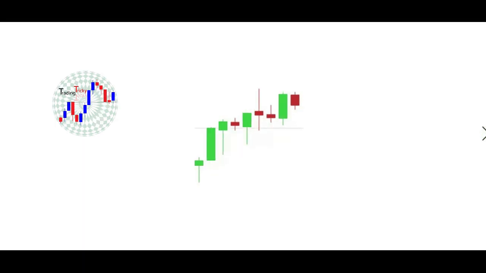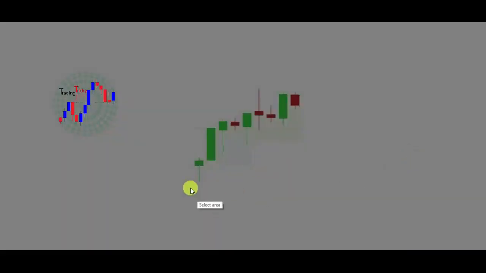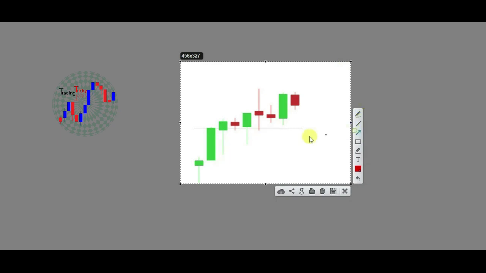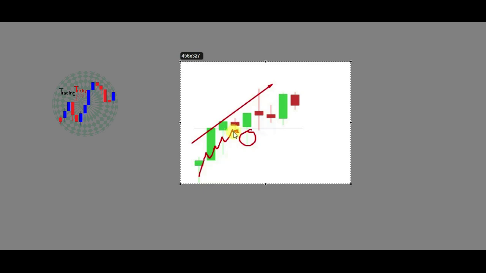So let me show you another example here. We can see an uptrend. But this candle made a new low, because this is the previous low here. So this is the new low, because naturally it should be something like this. It should not cross this low. If it crosses, this is equal to a new low.